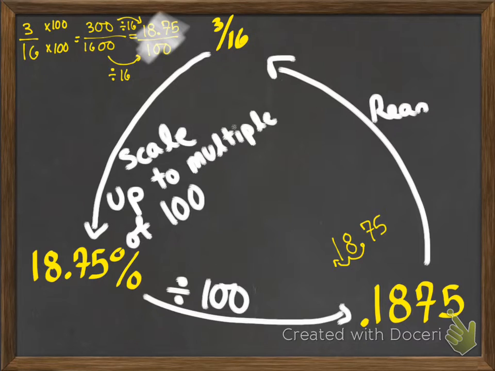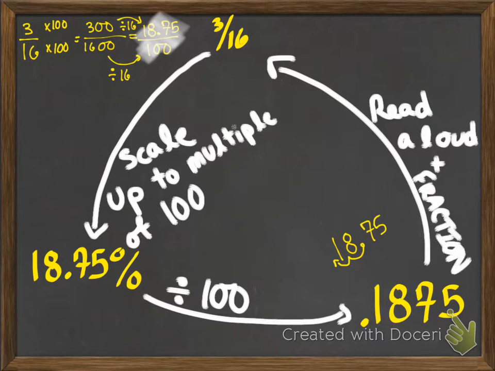Well, you're going to read it aloud and create a fraction, then scale it down. So I would read 0.1875 as 1,875 10,000ths, because this is the 10th spot, the 100th spot, the 1,000th spot, the 10,000th spot. So this is 1,875 10,000ths, all right? I take that and turn it into a fraction: 1,875 over 10,000, and then I can simplify from that.